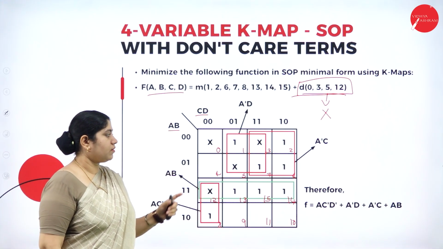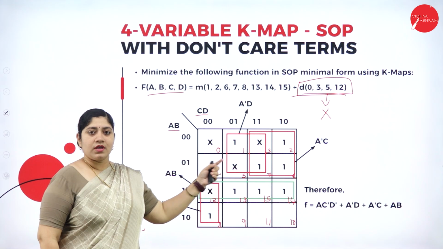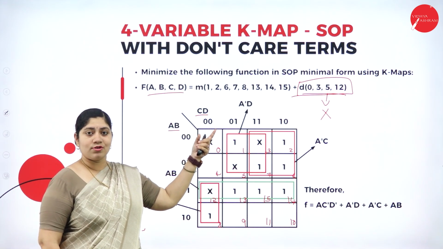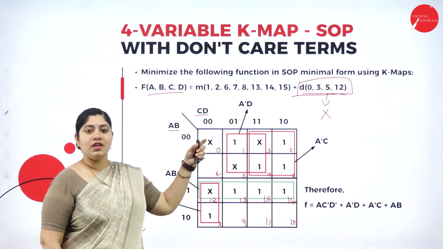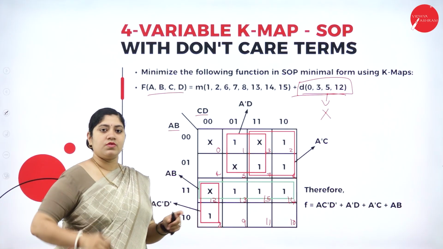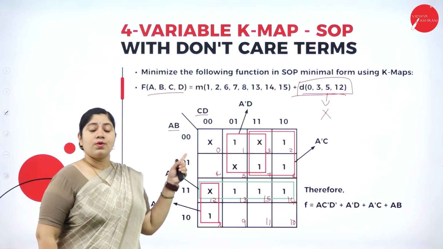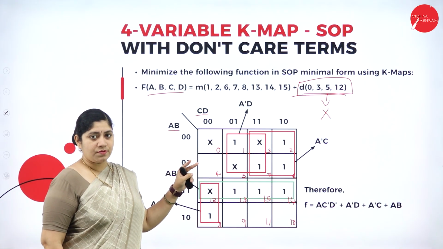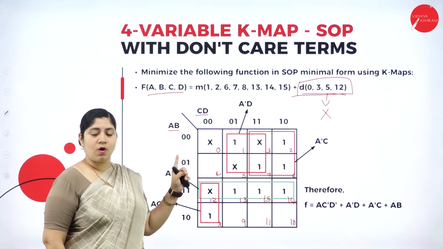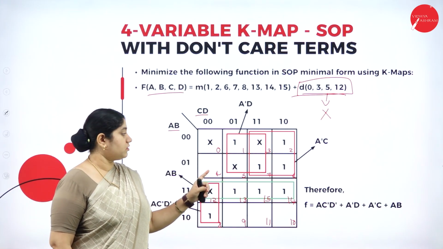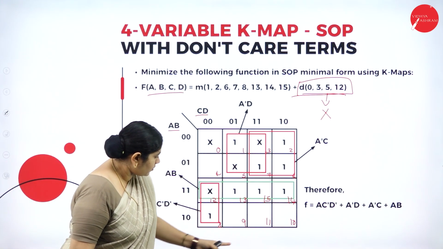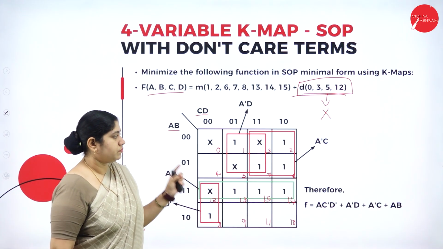Next, we have to check which is the highest group possible. So the thing is, we have to start from the highest group. We have to check for 8 number of group of cells first, then 4 number of group of cells. So that is for octal. We have to check first: is any octal possible? No.